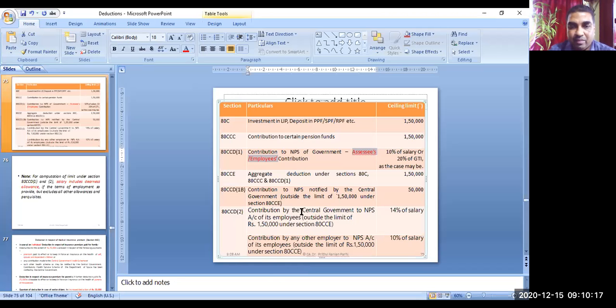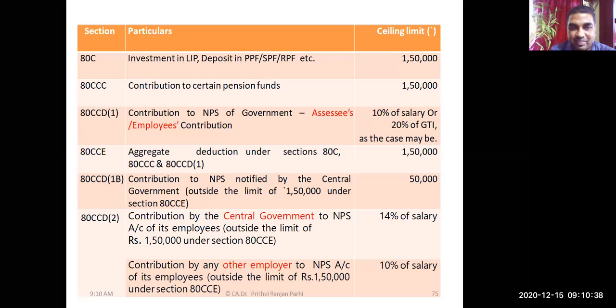Are you getting this? This deduction is for central government, it is 14%. For other employers, it is 10%. Here we are talking about the employee under CCD1, and CCD2 talks about the employer. Is it clear to you?